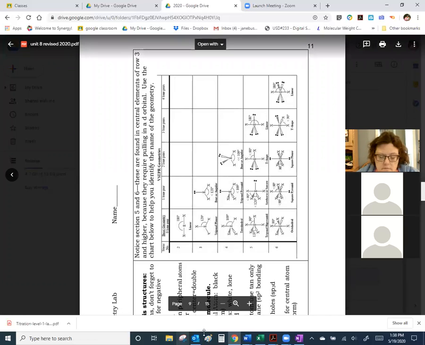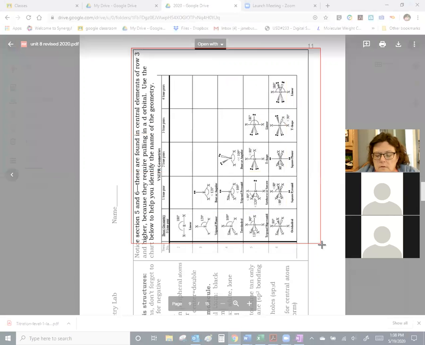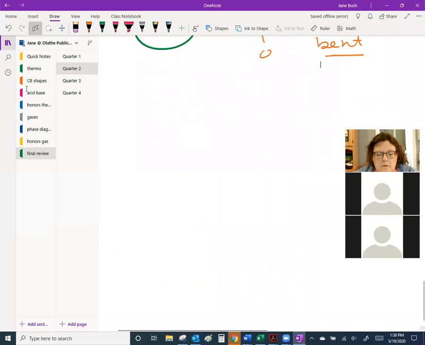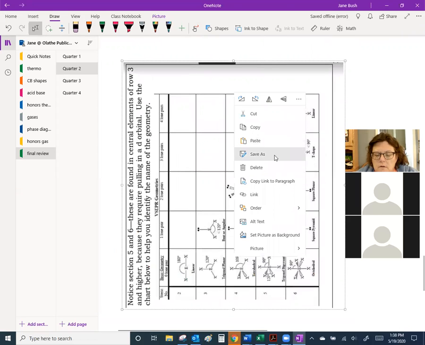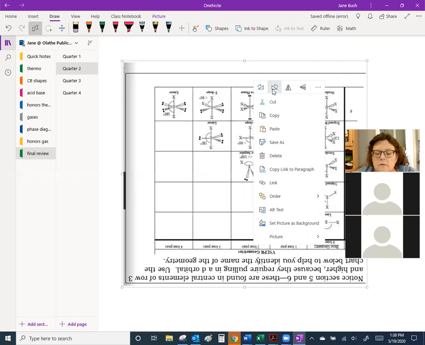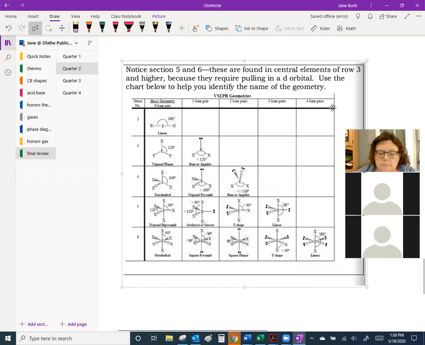Oh, I know what I can do. Yay, now can I turn it? Can I rotate it? Yeah, look. I turned it upside down. There we go. Okay.